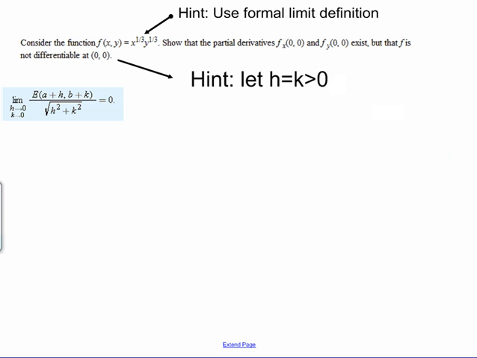Let's look at an example of that. It says in this problem, consider the function x to the 1/3, y to the 1/3. Show that the partial derivatives exist, but f is not differentiable. For the partial derivatives to exist, let's look at f sub x at the point (x, 0). I'm looking at this partial derivative at (x, 0) because we're looking at a fixed value of y, which is 0.